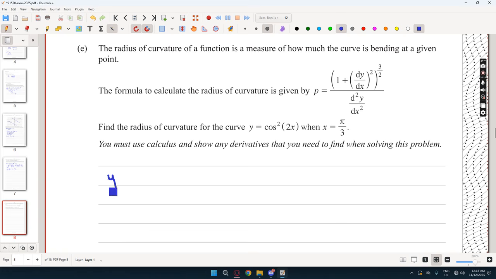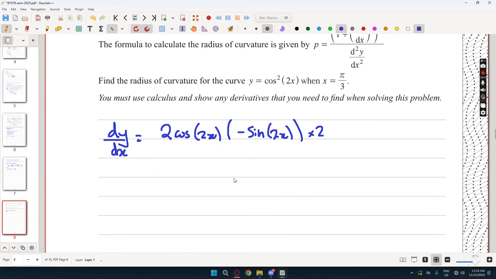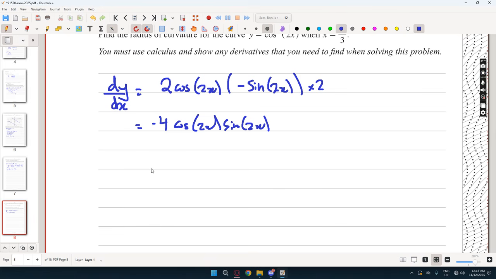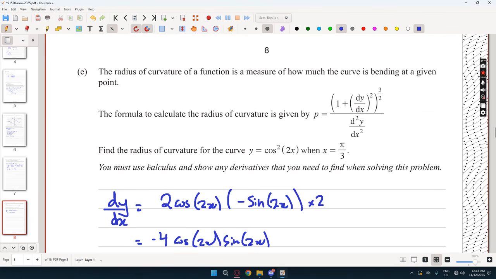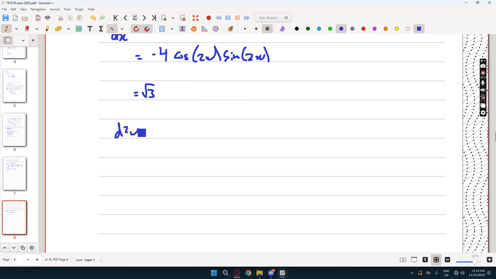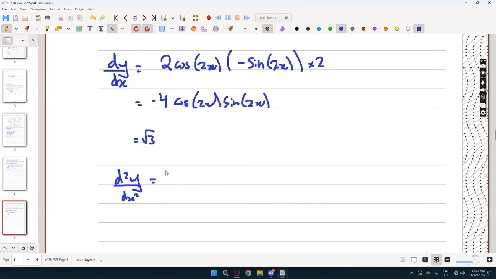Radius of curvature, that's kind of nice. dy/dx is 2 cosine 2x times minus sine 2x times 2, minus 4 cos 2x sine 2x. When x equals pi on 3, that's equal to minus 4 cosine 2 pi on 3 sine 2 pi on 3, and that equals root 3. dy/dx equals root 3. Oh, okay, right. d/dx of dy/dx squared equals minus 4.